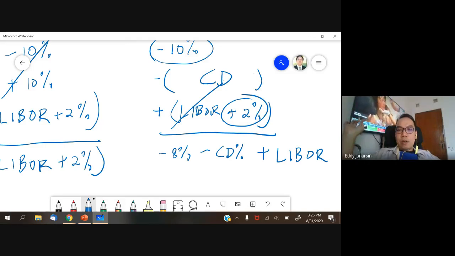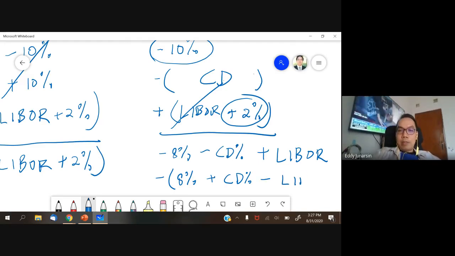Okay, so if you want to make it into one formula or one calculation within parentheses, we can do it this way. This would be 8%, and then this is minus, so plus CD rate and minus LIBOR. You can see this is minus and the CD is minus also, and the LIBOR is plus.